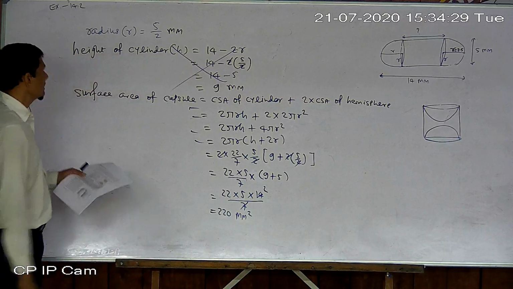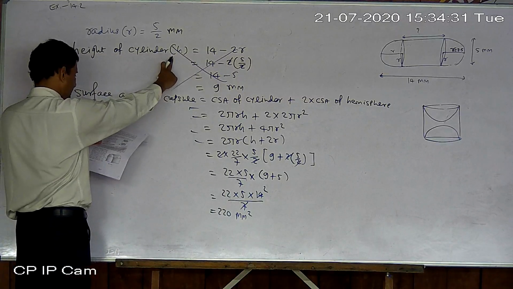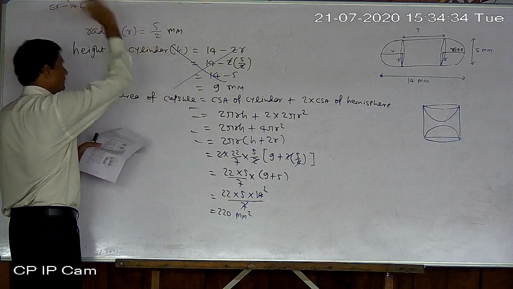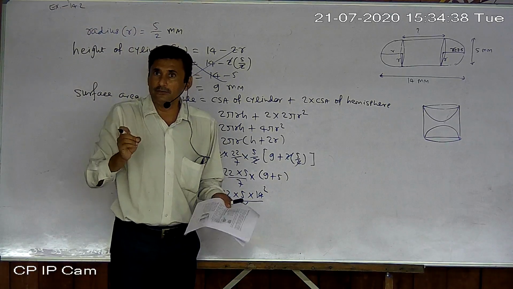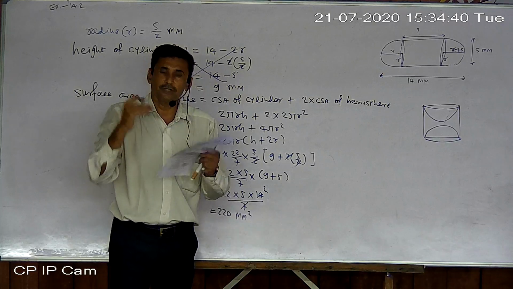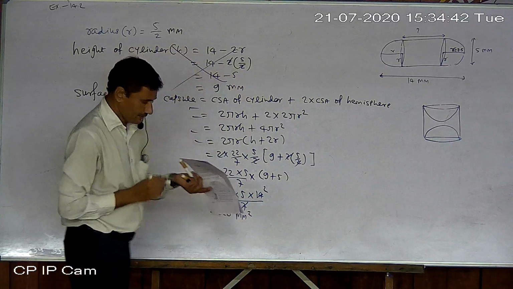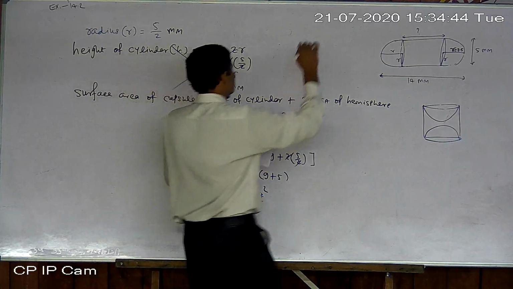Okay, because height of cylinder is given directly, and radius also given. Radius is 7 by 2. Why 7 by 2? 3.5. 3.5 given, so 35 by 10. 7 by 2. Okay. So question 9 number.